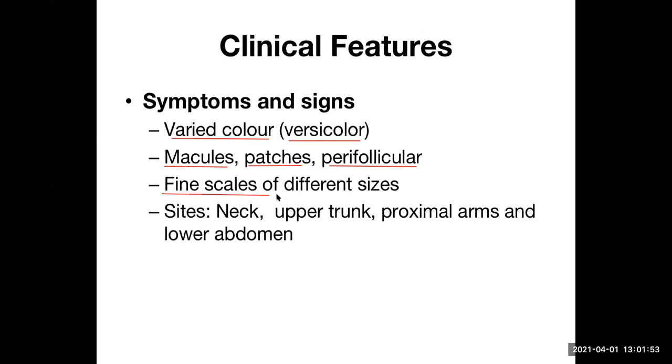There are fine scales of different sizes on the surface of the lesion. And the main areas are the neck, upper trunk, proximal arms, and lower abdomen as well. But neck and upper trunk are very commonly found, and even the proximal arms are common. Now, if you see the picture, it is very, very clear here. What are we talking about?